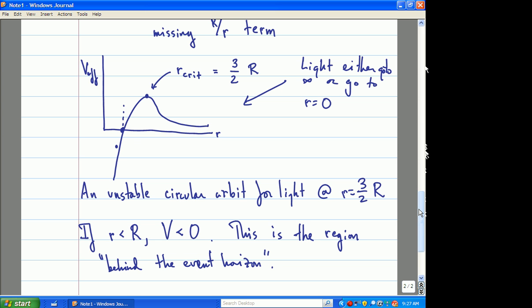So if you're just studying the dynamics of a particle in this potential, in principle you could start with sufficient initial velocity to climb back out of the barrier. And although I haven't proven this to you yet, if you start at r less than the Schwarzschild radius, you can never have enough initial kinetic energy to climb over that potential barrier.